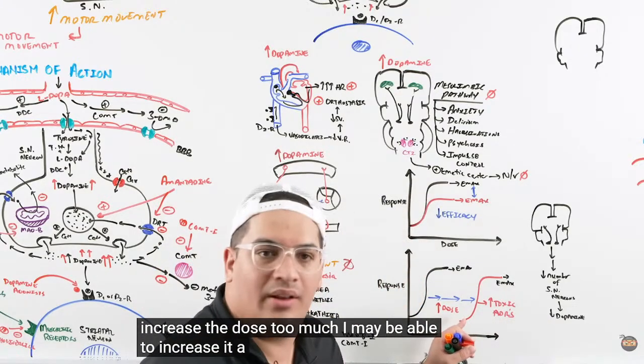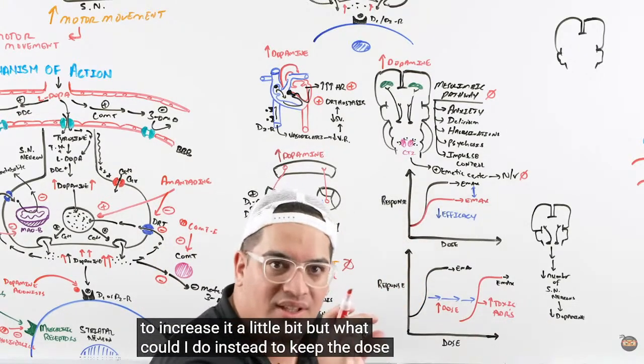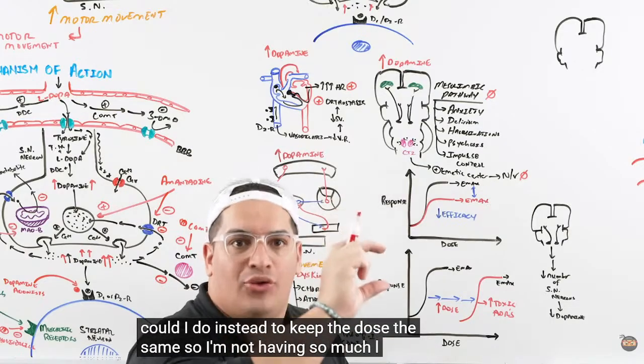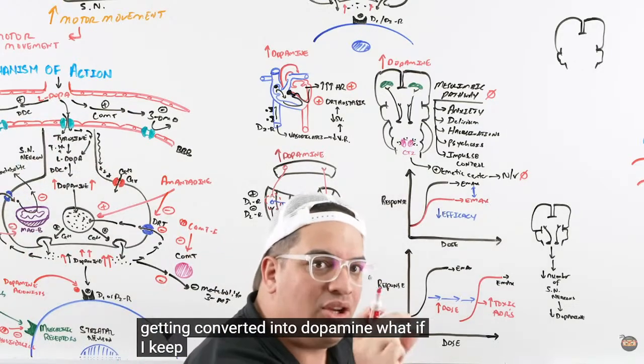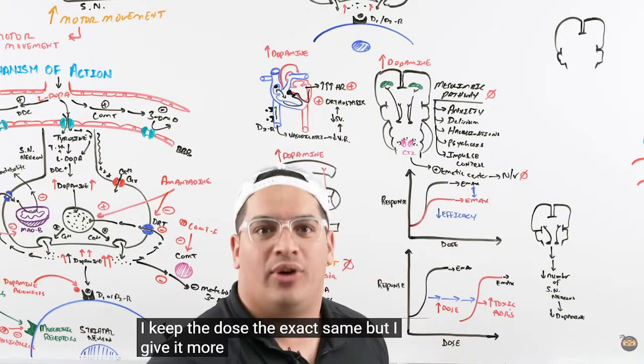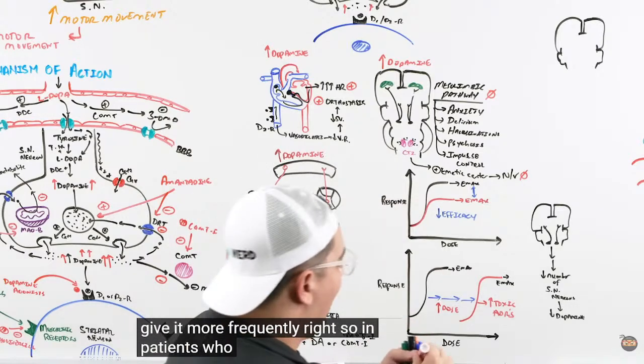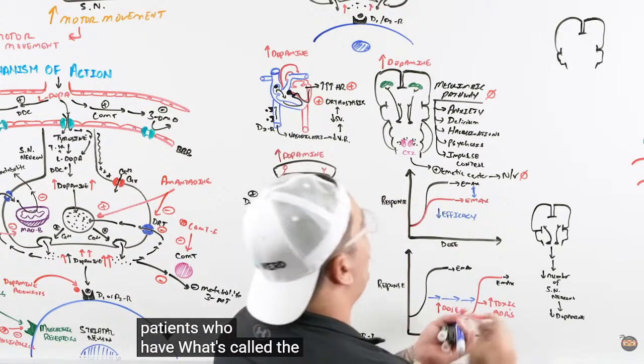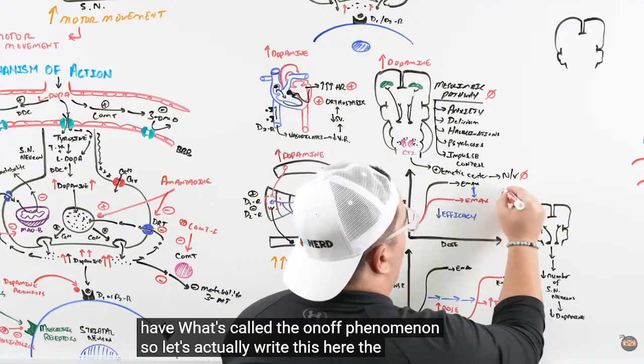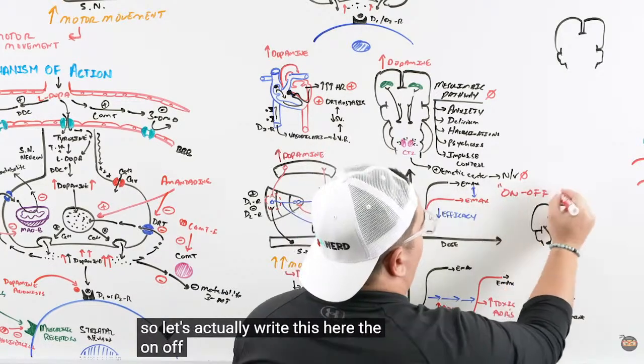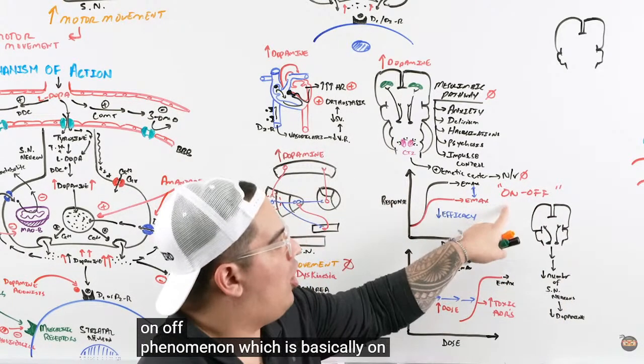I may be able to increase it a little bit, but what could I do instead to keep the dose the same so I'm not having so much L-DOPA getting converted into dopamine? What if I keep the dose the exact same, but I give it more frequently, right? So in patients who have what's called the on-off phenomenon, so let's actually write this here, the on-off phenomenon, which is basically on is when the drug is working.